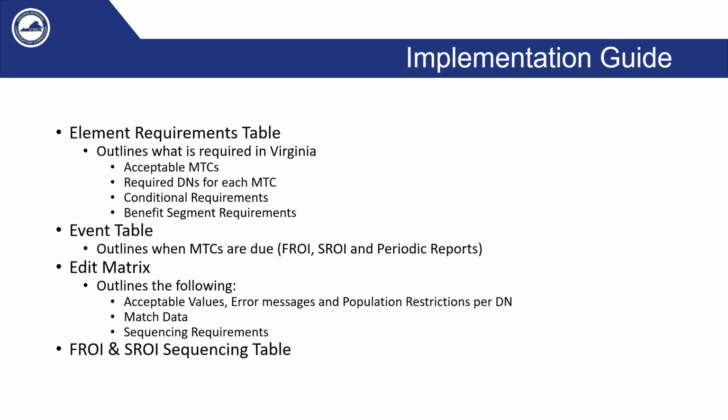The next resource is the implementation guide. There is the element requirement table, which outlines what is required in Virginia, the event table that outlines when MTCs are due, the edit matrix, which outlines the acceptable values, error messages, population restrictions per data number, along with match data and sequencing requirements. And last is the FROI and SROI sequencing table.